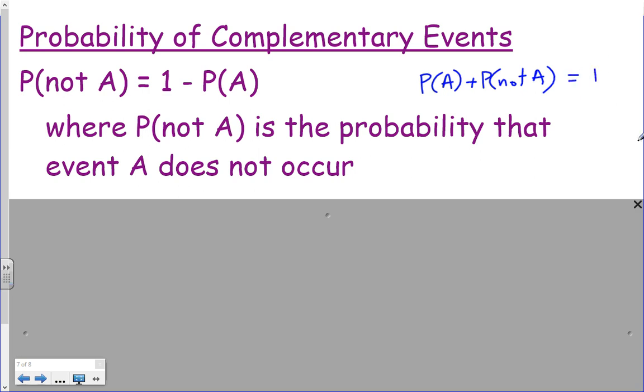I'm certain that either A is going to occur or not A is going to occur. And that's what I am saying there when I say the sum of those two probabilities is 1. I'm certain that this is going to happen. Either event A happens or event A does not happen. So if you just take that and solve that for the probability of not A, you end up with this formula that we got here. The probability of not A is just 1 minus the probability of A.